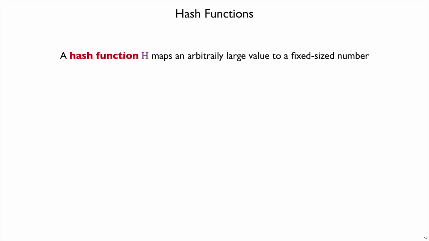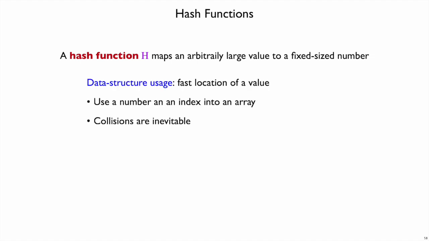To make sure this strategy is going to do what we want, let's step back and look at it more generally and abstractly. H is a hash function, and in general, a hash function maps some arbitrarily large value, it could be a string or some data structure, into a fixed size number. And you've certainly seen this for data structures.